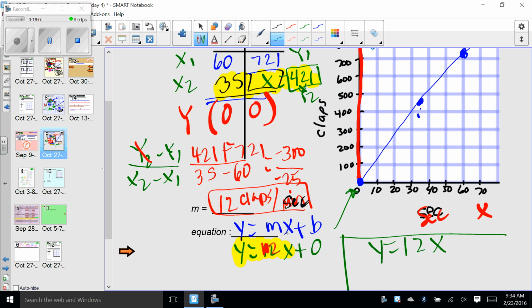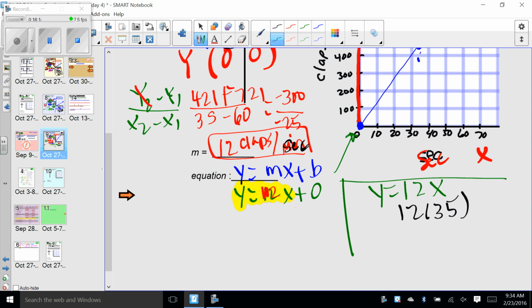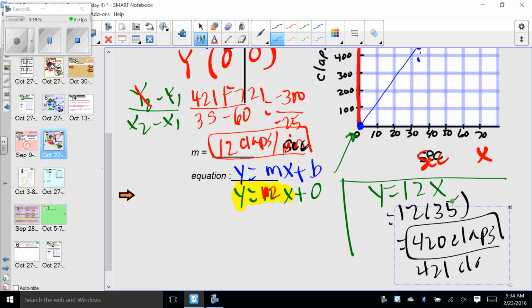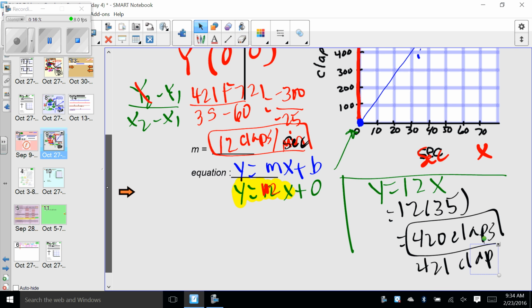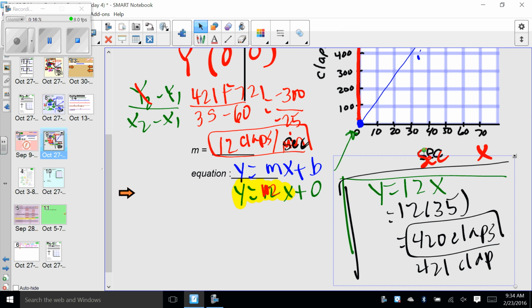So we would say what happens at 35. We're going to put 35 seconds in and see how many times he can clap in 35 seconds. So we would multiply those out. If we're clapping at a rate of 12 claps per second and we are going to clap for 35 seconds, that means he can clap approximately 420 claps. There's been some rounding done, so close enough to 421 claps, which I have up in the table above. So that work down here just confirms that the answer in my table is correct.